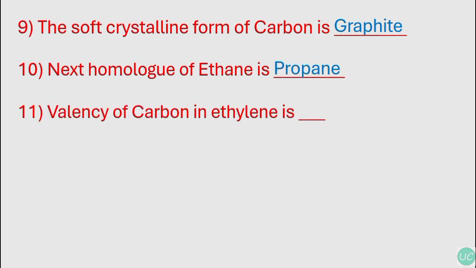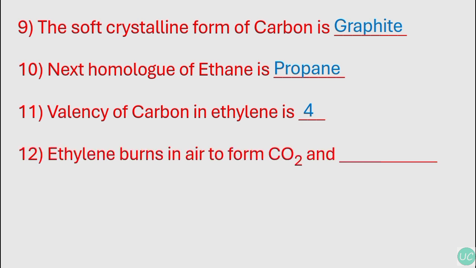11th, the valency of carbon in ethylene is? So that is 4. Now this is a little tricky question. Carbon always has a valency of 4, whether it is in ethylene, ethane, graphite, diamond, or anywhere. Carbon always has a valency of 4.